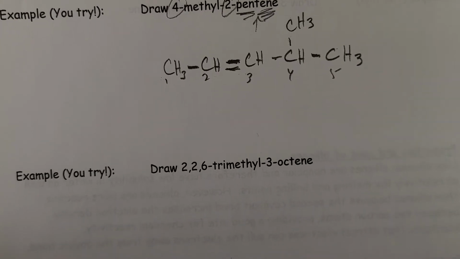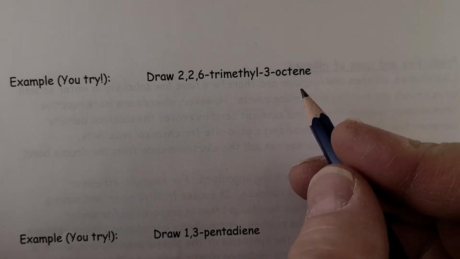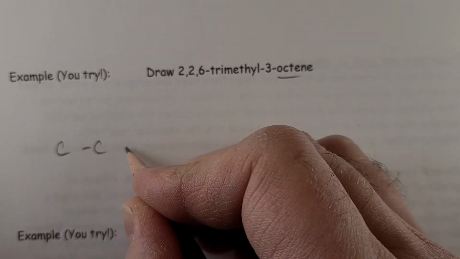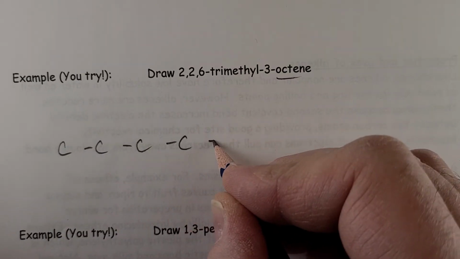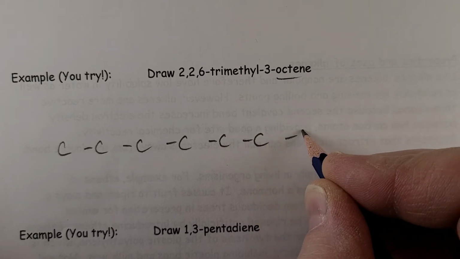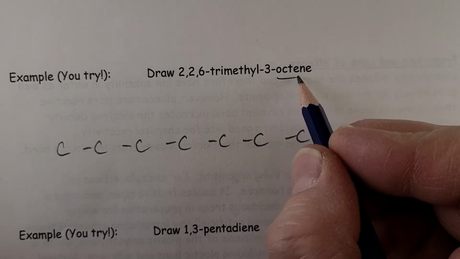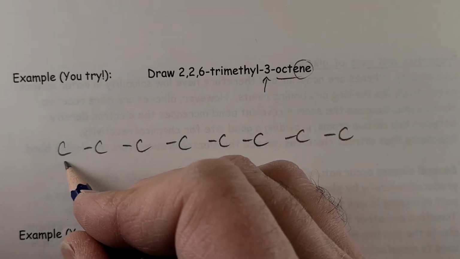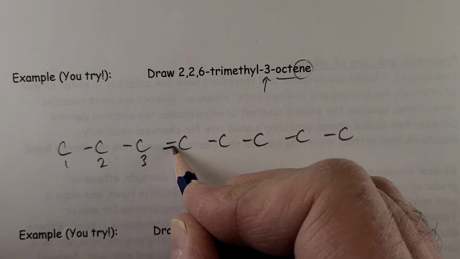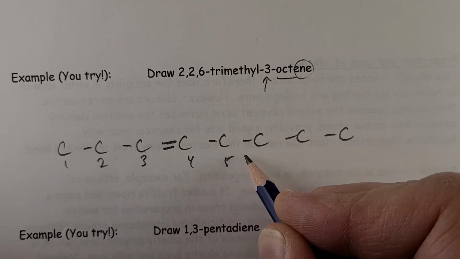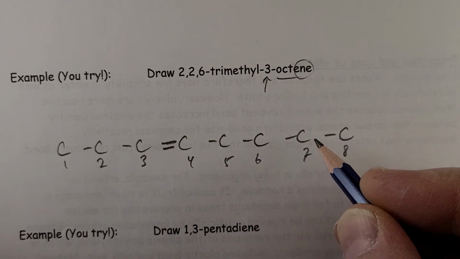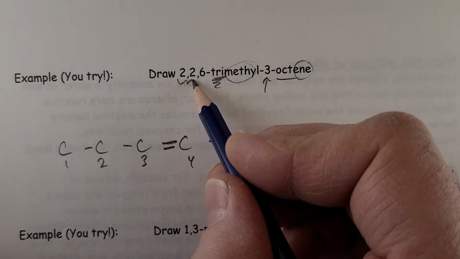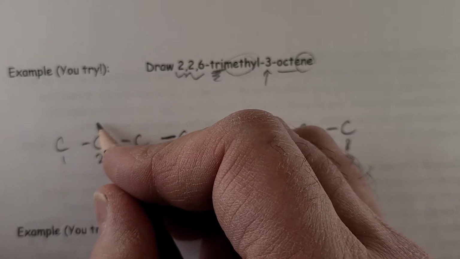All right, so hopefully you had a chance to pause the video and try it. Octene, so that's 8. 1, 2, 3, 4, 5, 6, 7, 8. There is a double bond, but there's no prefix here, so it must just be one of them at position 3. 4, 5, 6, 7, 8. And then we have methyls. See, the prefix tri indicates that there's 3 of them, so there's the location of the 3 methyl groups.